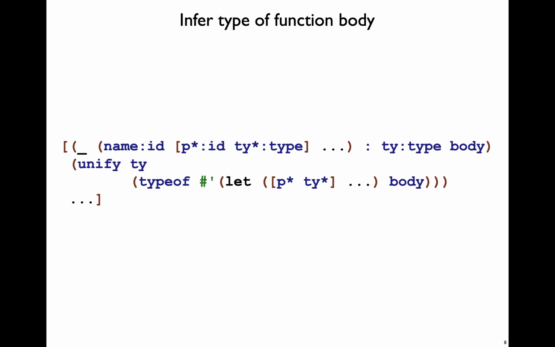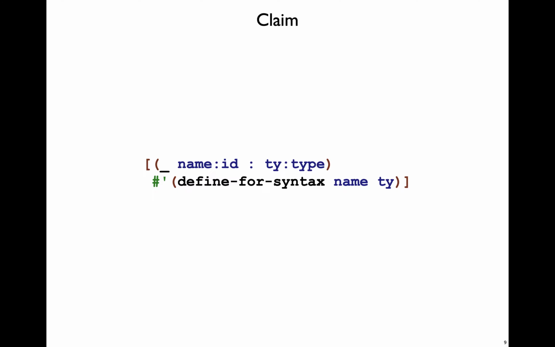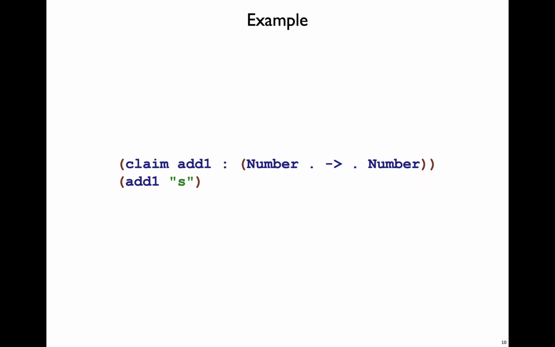Time to talk about interacting with the old thing. Claim is such functionality. From what you see, the claim is just binding at type level, nothing more. Let's see an example. As you can see, here I claim add1 as number to number. Then applying a string to it would cause an error.